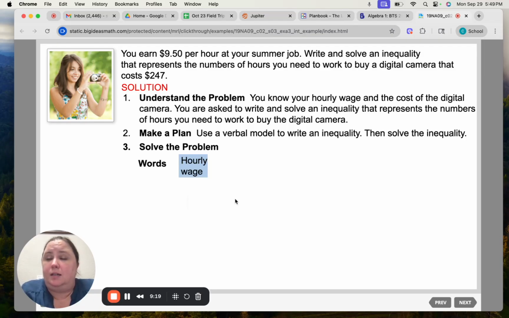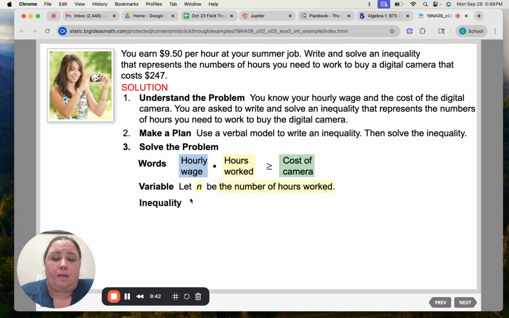How much are we getting paid? $9.50 per hour, right? So the per hour is what we don't know. So that's going to be our variable. So that's going to be our x. And you need to work equal to or more than to make that 247, correct? So let's plug this in. Hourly wage is $9.50. So you can just do 9.5. That's the same. Hours worked, we don't know. So you put in a variable. They used n. You can use x, whatever variable you want. They need to work this many hours more than or equal to the cost of the camera, which is $247.